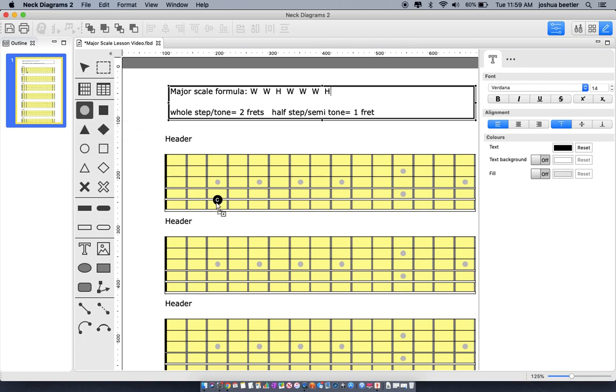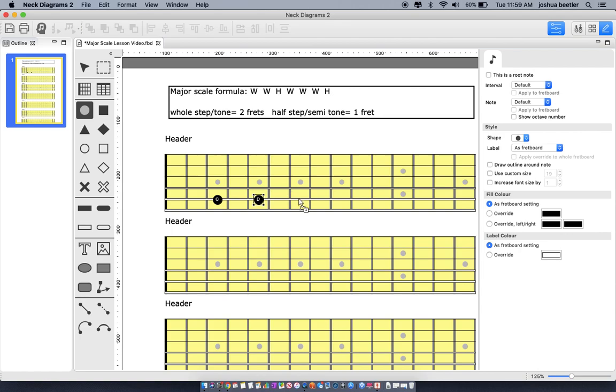So starting on the C, I go up a whole step, a whole step, a half step, a whole step, a whole step, a whole step, and then a half step. And what I have here are the notes of the C major scale: C, D, E, F, G, A, B, C.